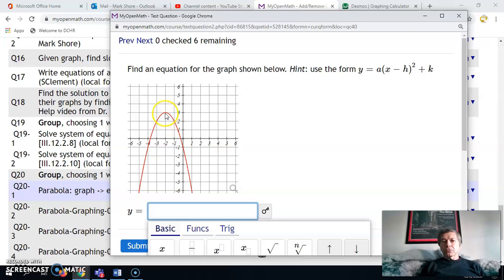The vertex point is right here. Let's take care of the a. From this spot, the next solid point that hit right on the integer was right here. Now we can see that that's over 1 and down 1 from the vertex point. So over 1, down 1 in terms of rise over run would just be a -1.